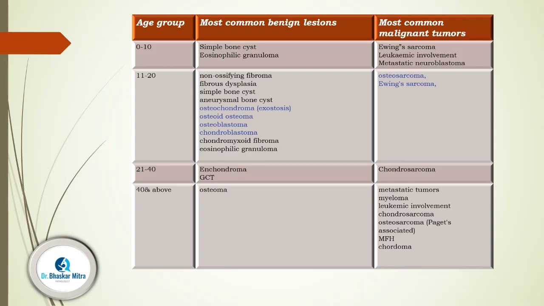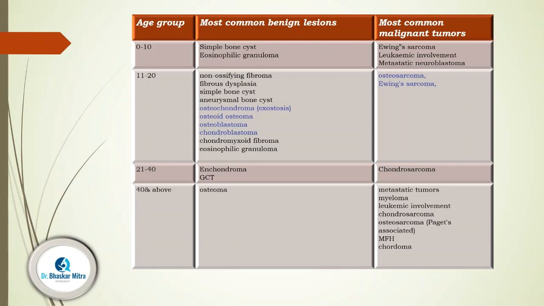In the 11 to 20 adolescent group, there are non-ossifying fibroma, fibrous dysplasia, simple bone cyst, aneurysmal bone cyst, different osteogenic lesions like osteochondroma, osteoid osteoma, osteoblastoma, and chondrogenic lesions like chondroblastoma. In the malignant counterpart, there is osteosarcoma and Ewing's tumor. In the 21 to 40 age group comes the giant cell tumor, that is more common, and the cartilaginous tumor. In the malignancy, there is chondrosarcoma, the malignant counterpart of the cartilaginous tumor.